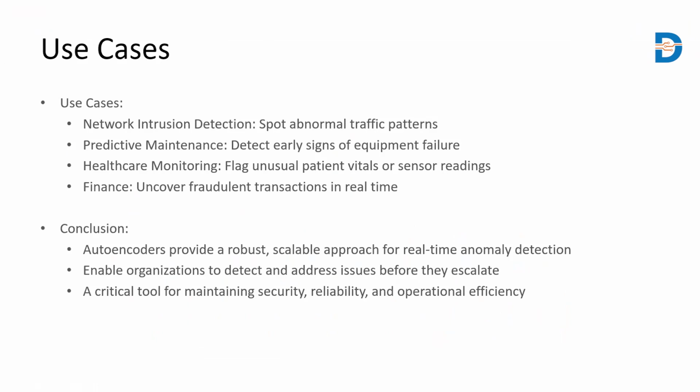So to conclude, autoencoders provide a robust, scalable approach for real-time anomaly detection. It enables organizations to detect and address issues before they escalate. And hence, it proves to be a critical tool for maintaining security, reliability, and operational efficiency of the system.